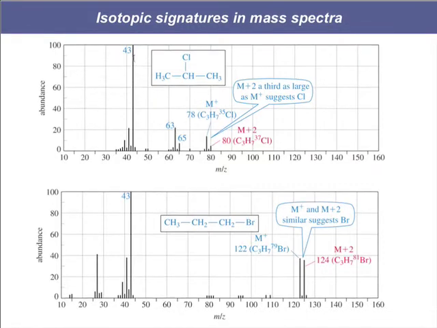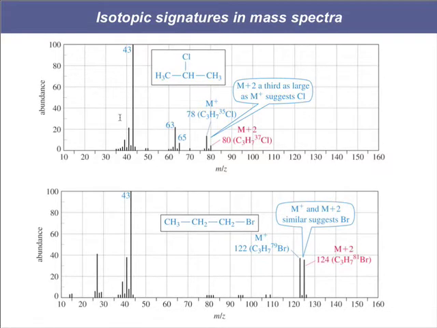Why doesn't 43 have it? Because 43 is the propyl group. 43 is what you get if you take 78 and knock off the chlorine. So that's just the 3 carbons. So that does not get the isotopic effect since there's no M+2 on our propyl group. You might have a carbon 13 somewhere, which means that 1% of the time this might be a 44, but for the most part, it's just 43.